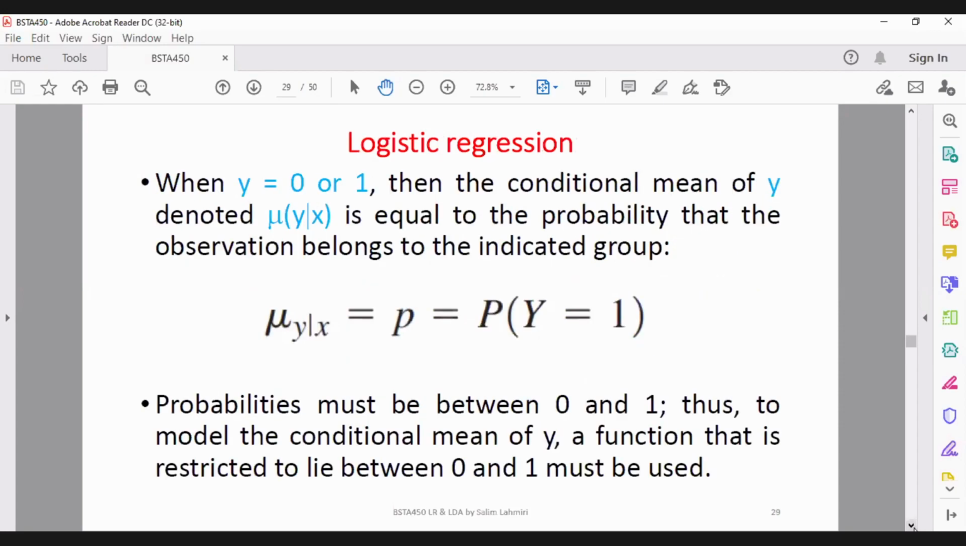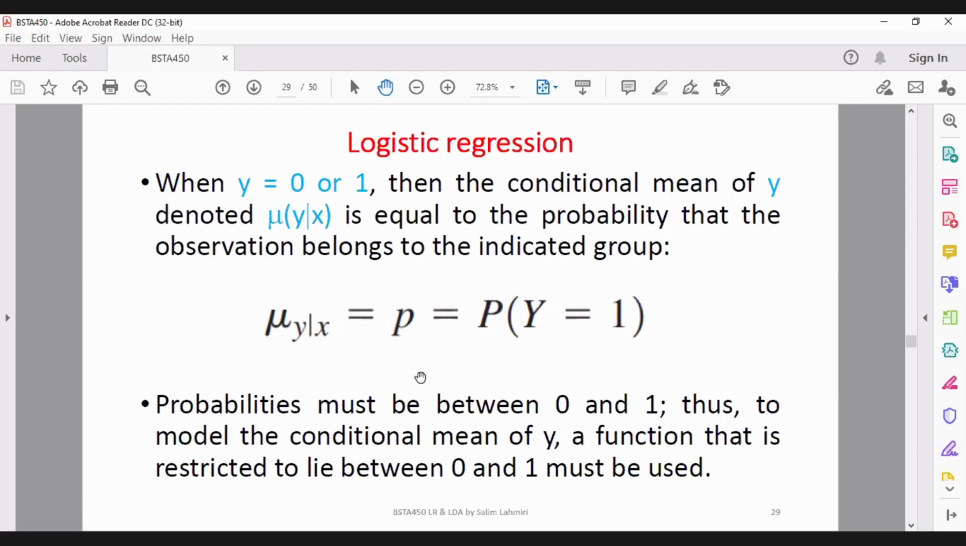And when y is equal to 0 or 1, mu of y given x is equal to the probability that the observation belongs to the indicated group. For example, mu of y given x is equal to p, the probability, where the probability is that y equals 1. This is mu, the average value of y given x. Probabilities must be between 0 and 1, and thus to model the conditional mean of y, a function that is restricted to lie between 0 and 1 must be used.